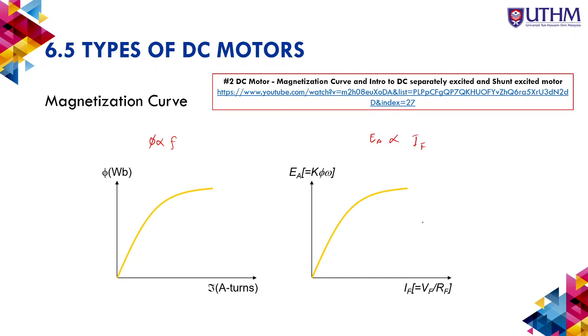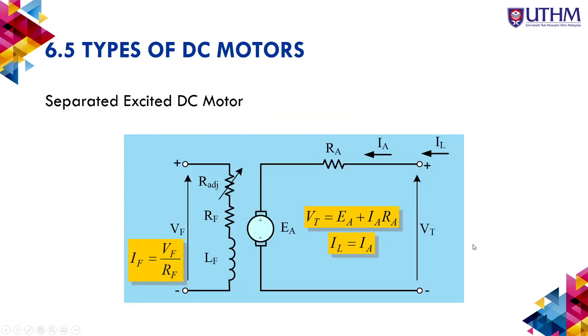Or you can refer to the DC motor data sheet. Normally they will have the relationship there. So for any change in IF, you refer to this graph. For example, if IF is here, you do like this, and then you can get the value of EA. The same goes for the flux and the magnetic force.